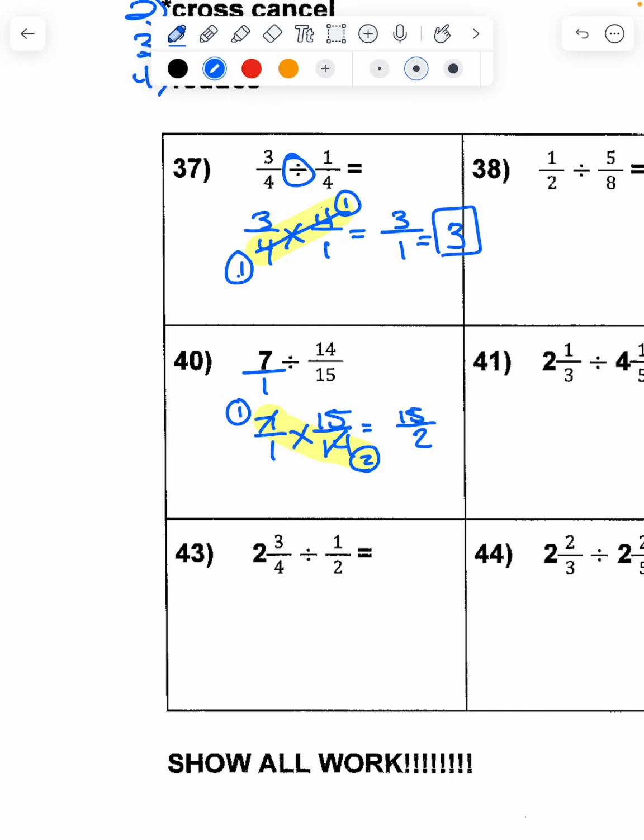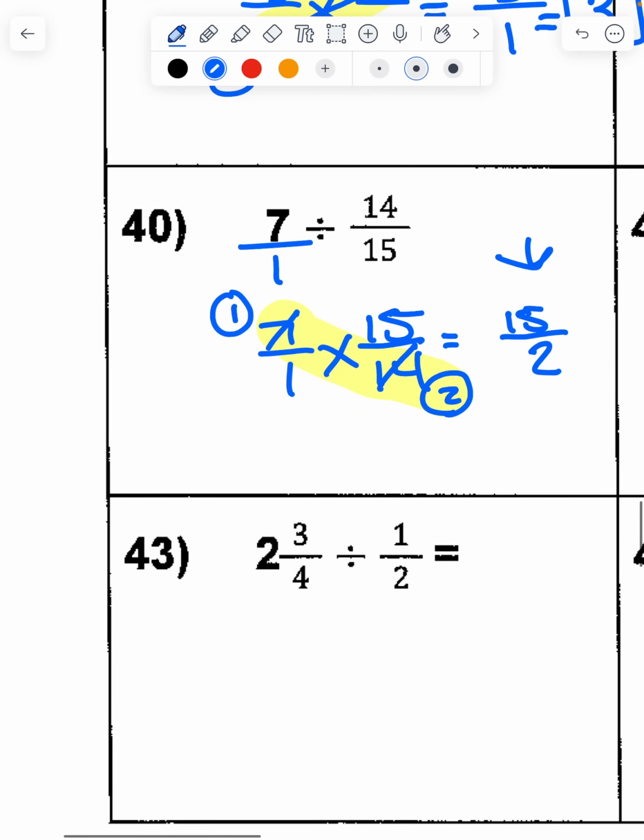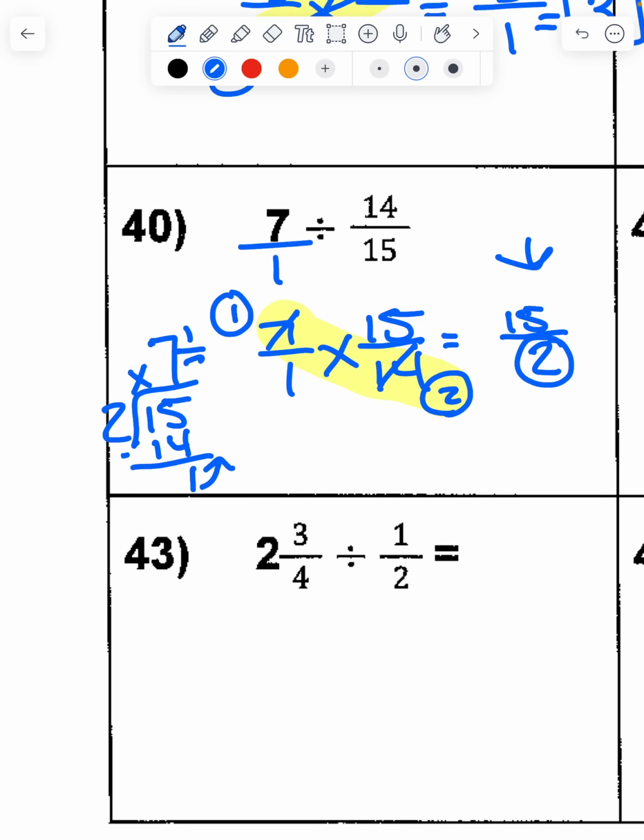When it says reduce, well, that's the same thing. That is improper, so we're going to change it into a mixed number. So if I were to do 15 divided by 2, it goes in 7 times with 1 left over. So I have 7, bring your 1 up, and you put it over the denominator. So I have 7 1/2.